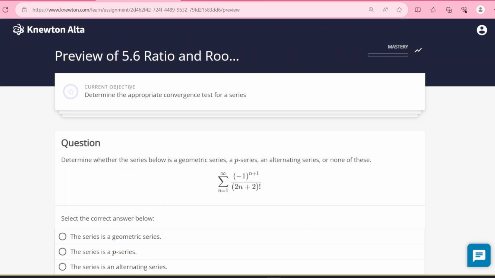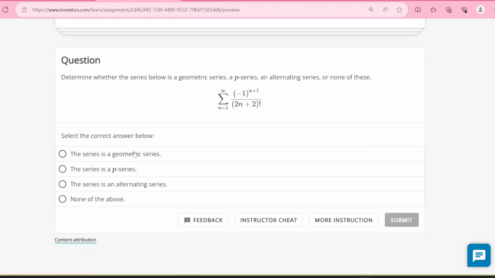And on the main page, you have a current objective. And below that, you have a question related to that objective. And then beneath each question, you should be seeing a feedback button. If you see any issues with the question, typographical errors, problems with the answers, whatever, you can send some feedback directly to Newton, and hopefully they'll look at it and get back to you and have a fix for you.